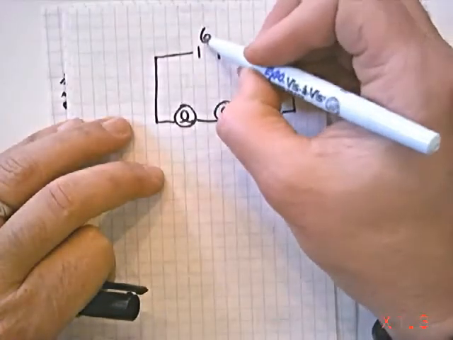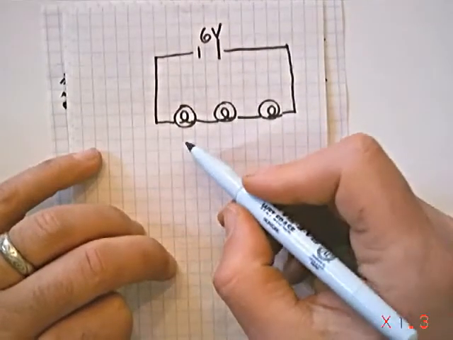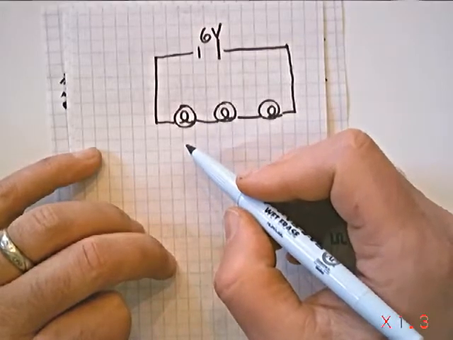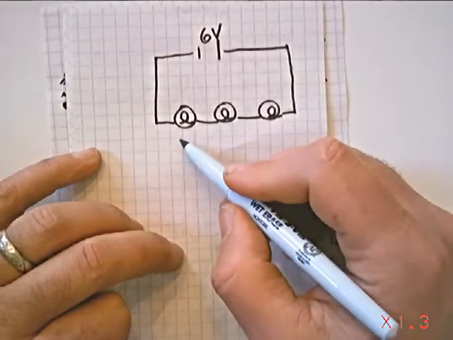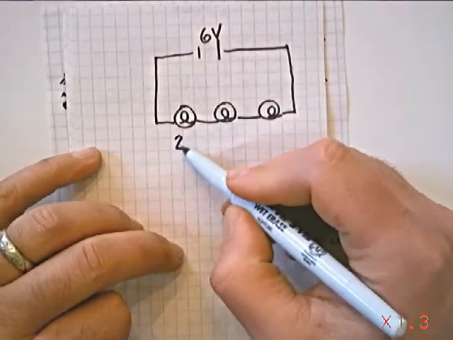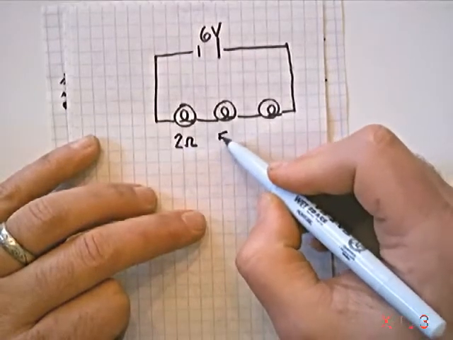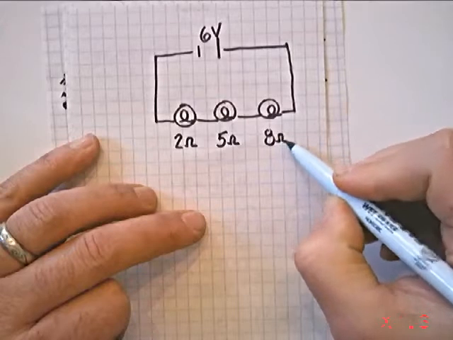I'm going to use 6 volts again for my battery voltage. And then I'm going to give you the resistance of these light bulbs. I'm going to make the resistance of the light bulbs vary. So these light bulbs would have different wattage, if you will. So let's say that this is a 2 ohm resistor. Let's say that this is a 5 ohm resistor. And then let's say that this one's an 8 ohm resistor.